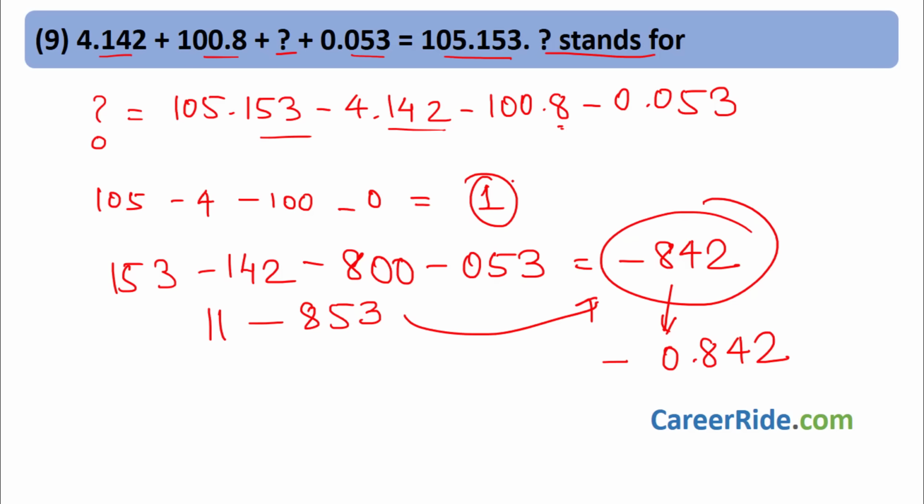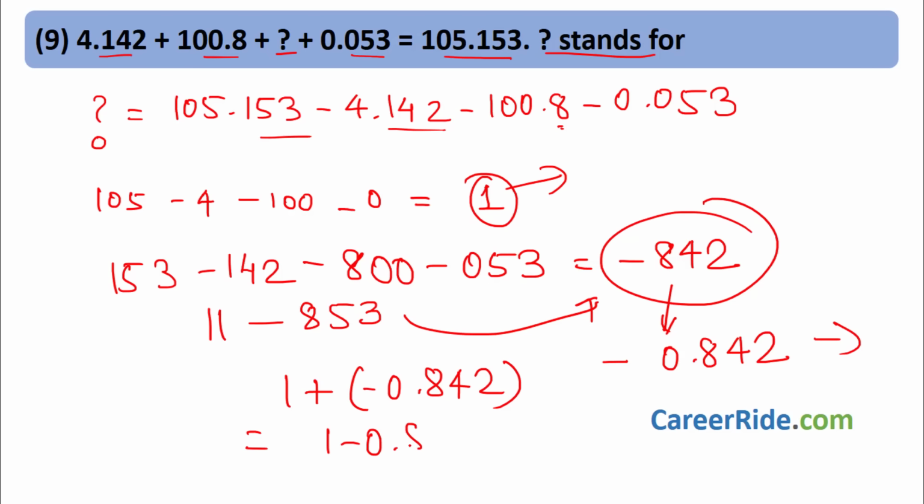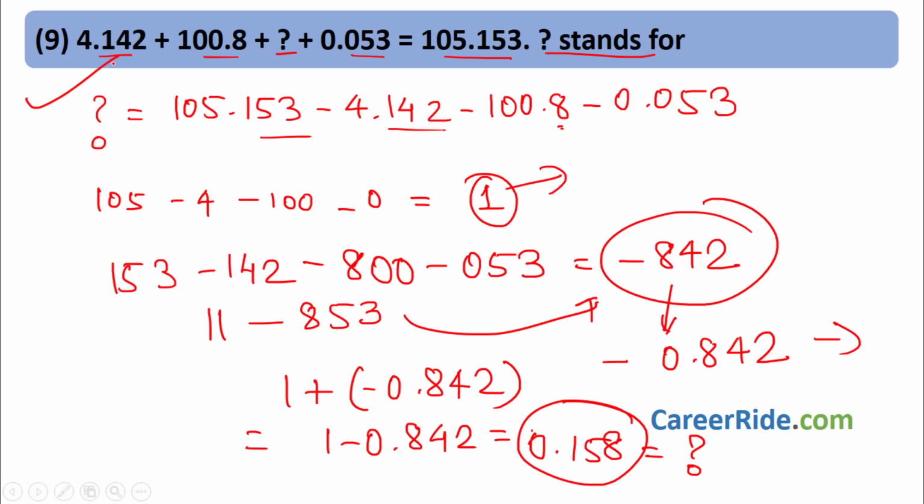Okay, now what do we have? We have the number 1, we have this. So 1 plus minus 0.842. What we will get? We will get 1 minus 0.842, that would be equal to 0.158. This is the answer. Okay, so this is nothing but question mark. This should be the question mark, so that holds true. Moving to question number 10.